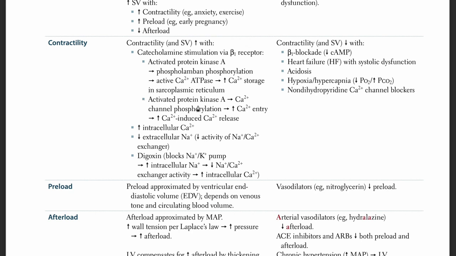Okay. And then you have activated protein kinase A, which increases calcium. Remember the Gs protein and all that? That's what I was talking about. That's what that is. Increase in calcium storage in the sarcoplasmic reticulum. So activated protein kinase A, calcium channel phosphorylation, increase in calcium entry, increase in calcium-induced calcium release. Okay. Again, calcium is the most important ion for the heart because this is the one that causes contractility, right?